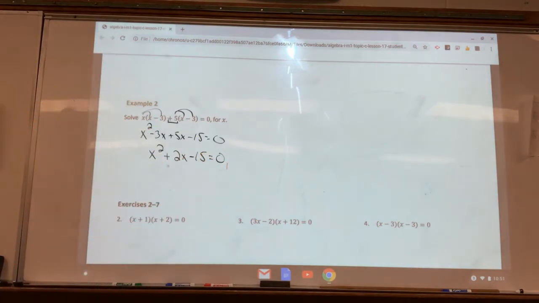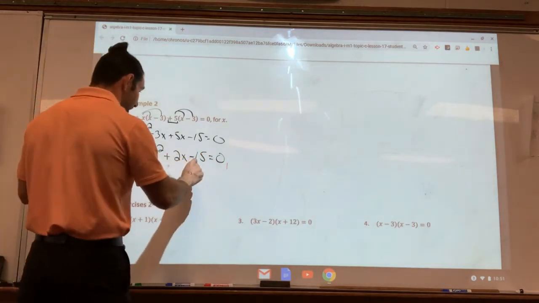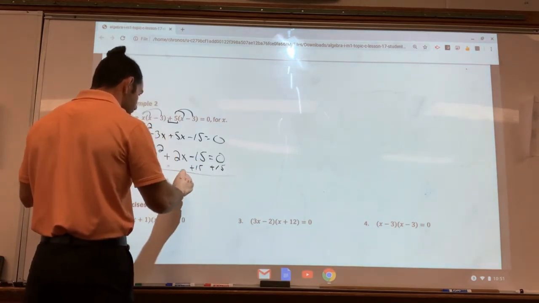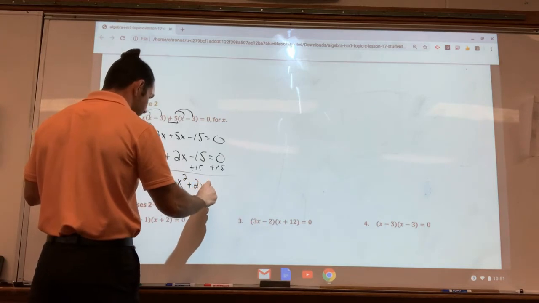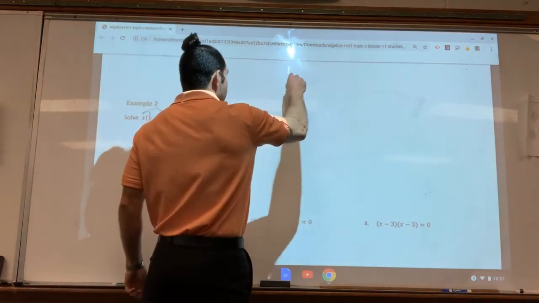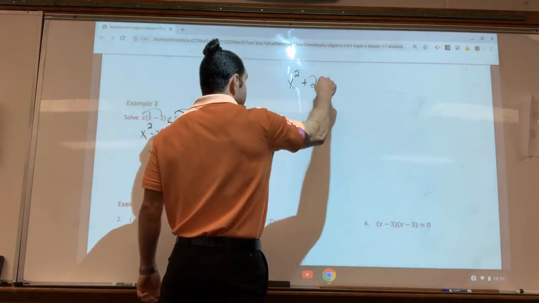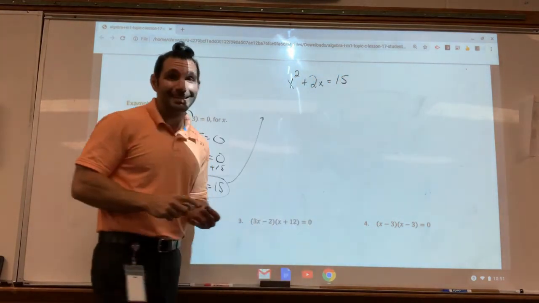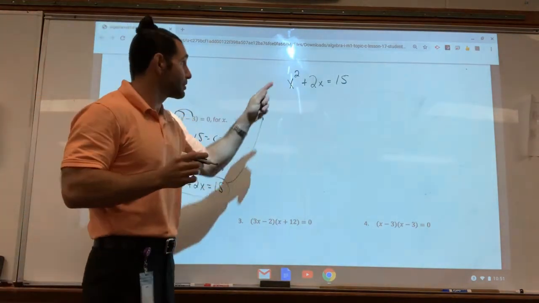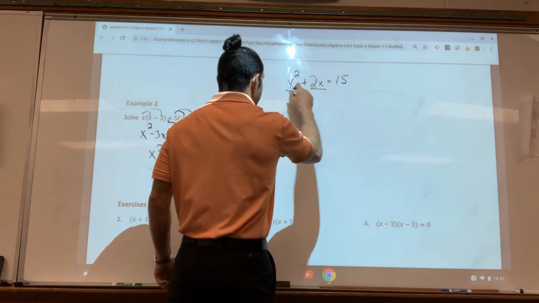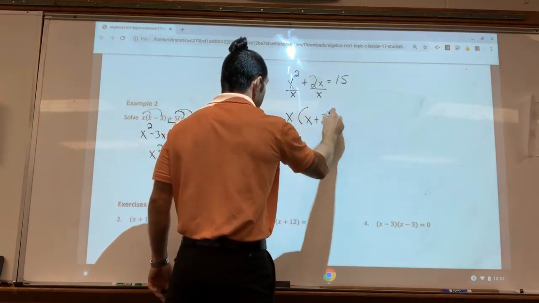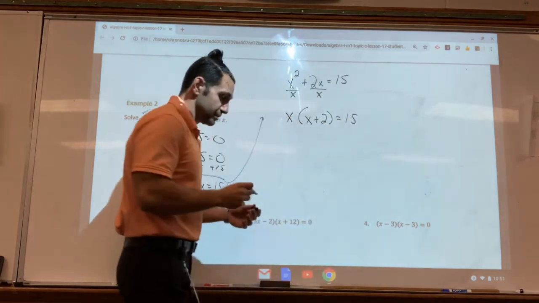Well, I can't factor anything, so what should I do? Add 15 to both sides. Always combine your constants if you can. So now I have x squared plus 2x equals 15. So now I'm just going to bring this up so I have more room. X squared plus 2x equals 15. Is there something that I can factor out now? Well, yeah, there's no number that I can factor, but there is a variable. So I divide both by x. So x comes out, that leaves me x plus 2 equals 15.